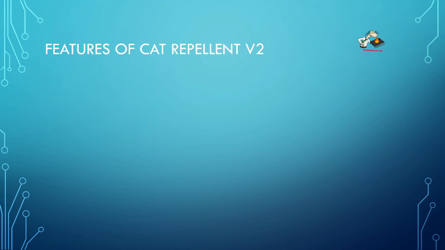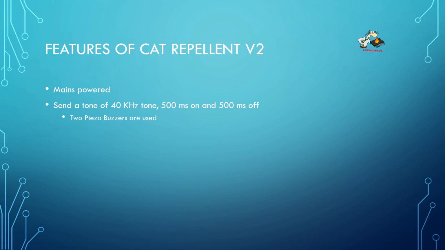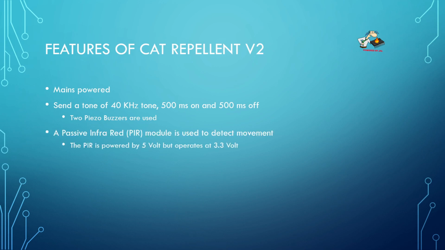So what are the features of this cat repellent? As I said, it's mains powered and it will send a tone of 40 kilohertz, but it will be 500 milliseconds on and 500 milliseconds off, and I'm using two piezo buzzers. I'm also using a passive infrared receiver because I want to detect movement, and this receiver is powered by 5 volts just as the rest of the electronics, but it operates at 3.3 volts, which is okay.